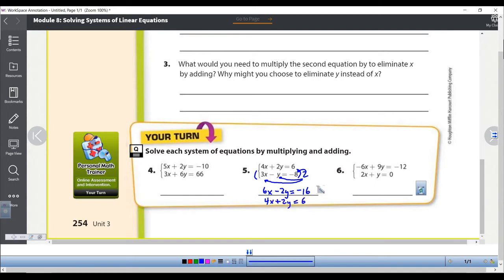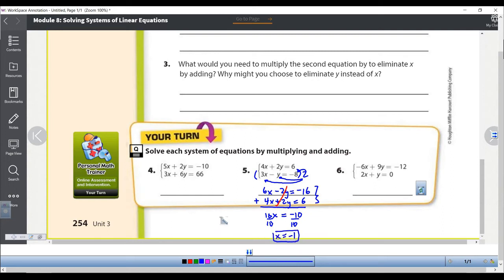Okay, so here is my system, and now I'm going to add these together. When I do that, 6x plus 4x is 10x. What did I do right here? I made a pair of opposites, so they cancel. So this elimination method is going to work, right? So I get 10x is equal to negative 10. And then when I divide by 10, I get x is negative 1.